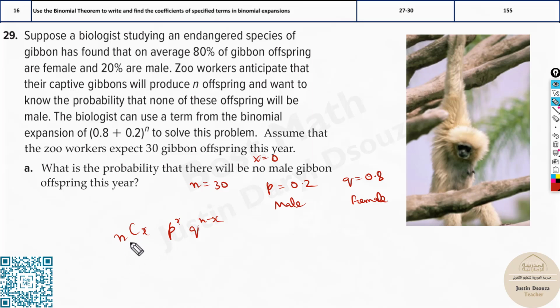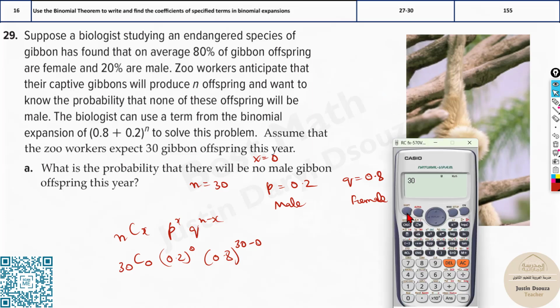So how do we solve this? Let's substitute 30C, and the x value is 0 in this case. Probability 0.2 to the power x, which is again 0, and 0.8 to the power n, which is 30 minus 0. So this is the condition. Let's just put it in the calculator and we'll get the answer.